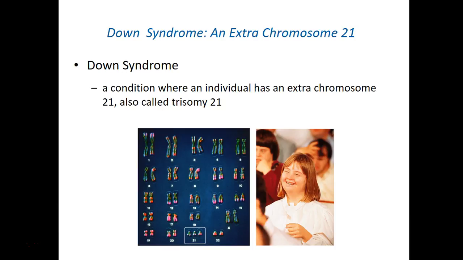An example of a human disorder that results from nondisjunction is called trisomy 21 or Down syndrome. This is where an individual has inherited an extra chromosome. There are several other instances of nondisjunction resulting in human disorders. One of them is trisomy 18 and another is trisomy 13.